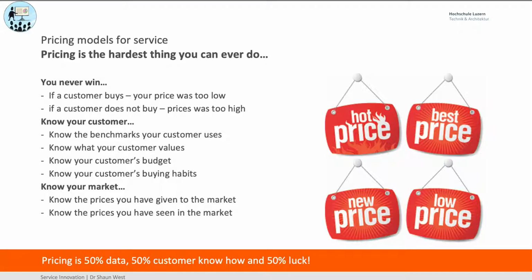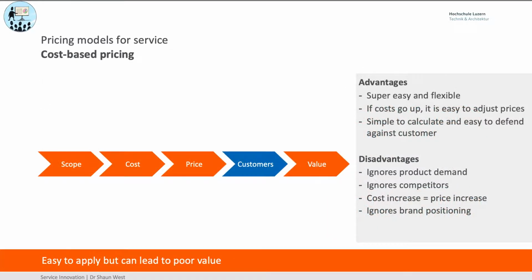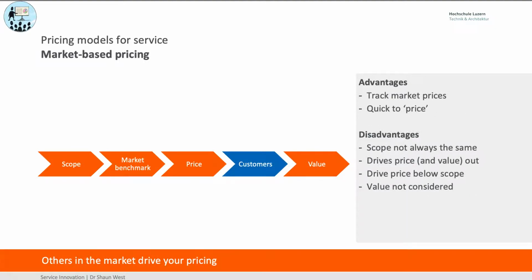Pricing, I said, will be the hardest thing you ever do. You always get it wrong. I've said 50% data, 50% know-how, 50% luck, and I do mean that. Do your homework, then it's easier. This is a way of getting our homework done. Cost base, scope, cost, price, customers' value. They decide on the value. It's easy to apply, but can create low value for customers. And you can be told that you're expensive, but mostly you're expensive because you've included too much scope.